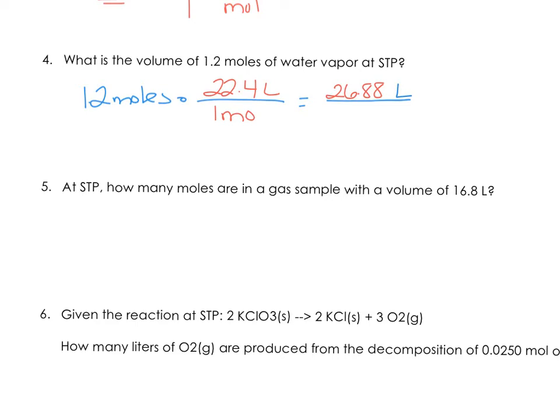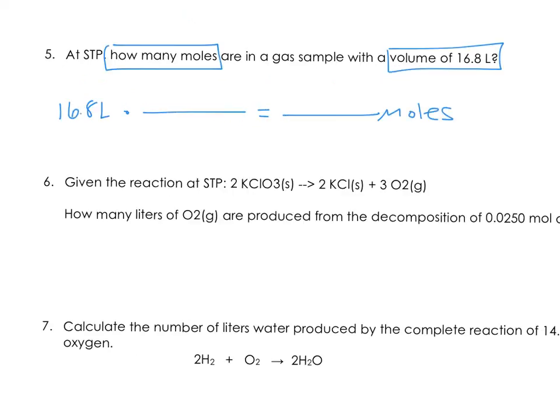I'm going to ask you to do the same thing with number 5. Please try it, and then unpause me when you want the answer. In this case, our given is 16.8, so we're going to start with 16.8 liters, and we want to get to moles. So I want to end up with 1 mole for every 22.4 liters. My liters will cancel. I will divide 16.8 by 22.4, giving me 0.75 moles.